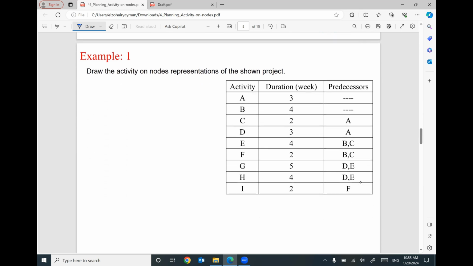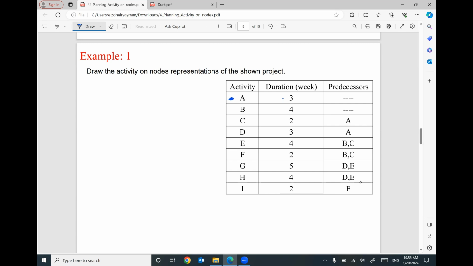We have some examples and I will go through them. So in this project, we have around 10 or 9 activities, A, B, C, D, E, F, G, H, I, and we are given the duration of each activity. So far, the duration is not important information because we are not creating a schedule for the project. We are just planning. And what are the predecessors? The predecessors. So let's start.